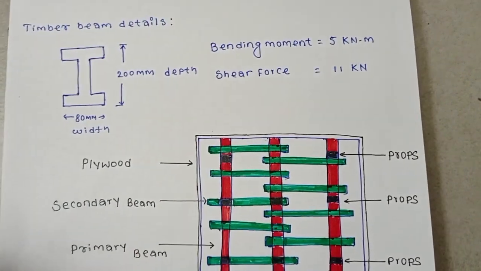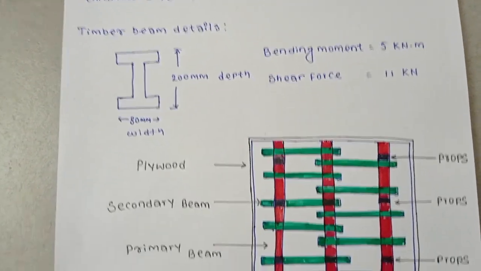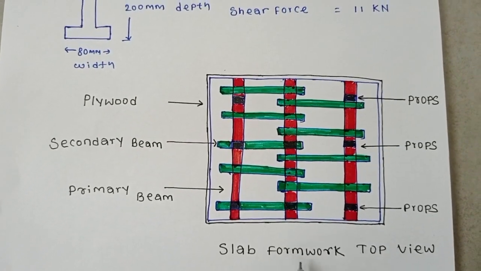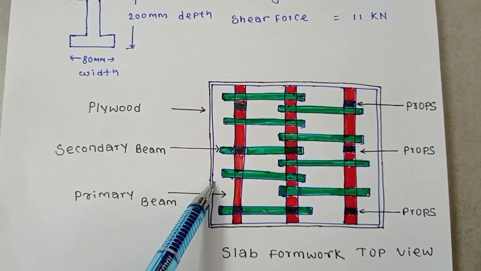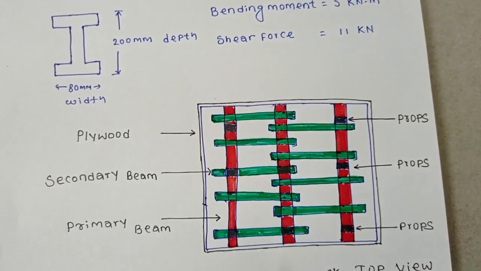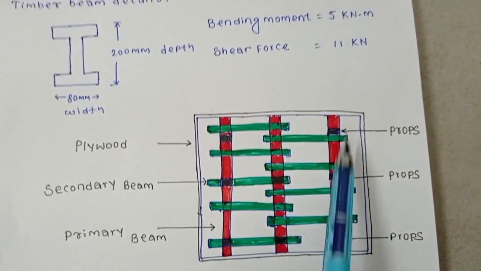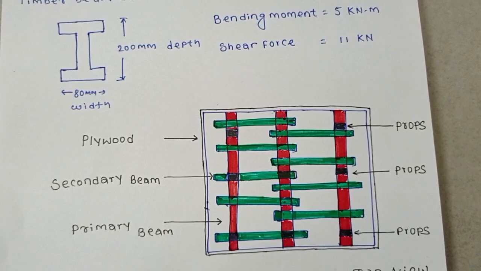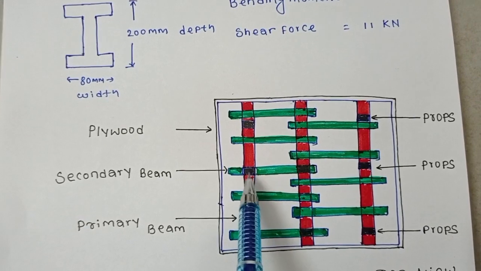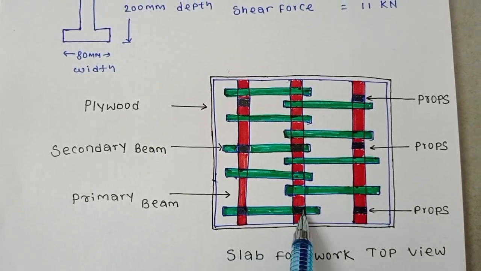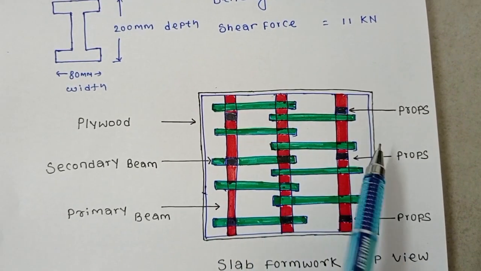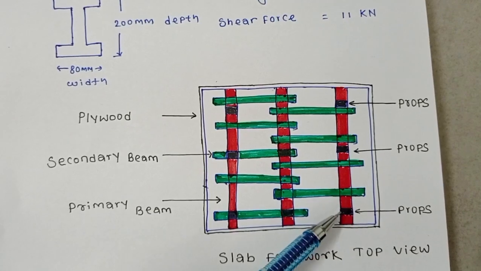Now I want to show you some pictorial view. This is a slab formwork top view. This is plywood, and below the ply we have kept support. This red color is showing the primary beam, and this green color is the secondary beam, and here this black spot. These all are the vertical props, which we have kept at some spacings.